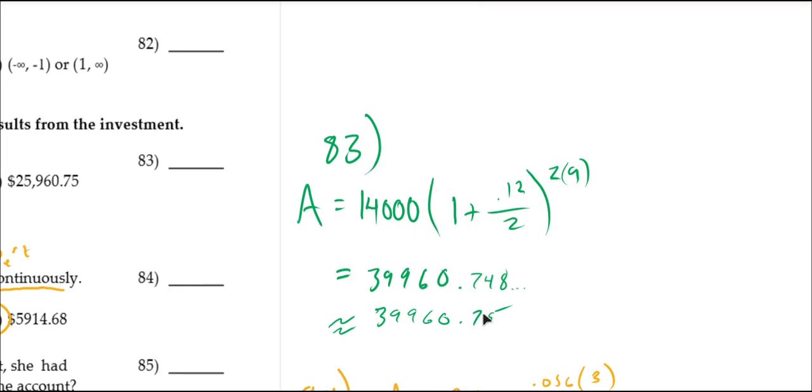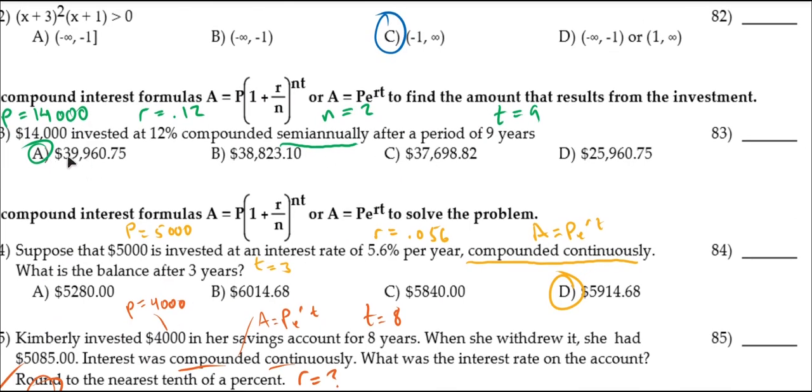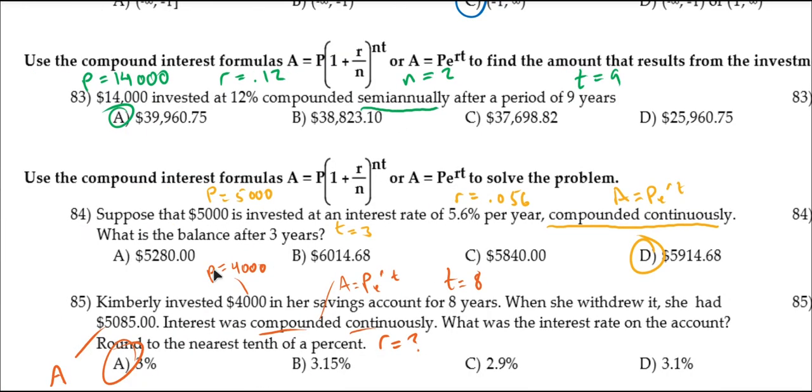And really all we have to do at this point, because they're asking us for the amount in the account, it's already solved for the amount in the account after 9 years. We just plug those values in and evaluate this in our calculator, rounding as appropriate. That's our answer.